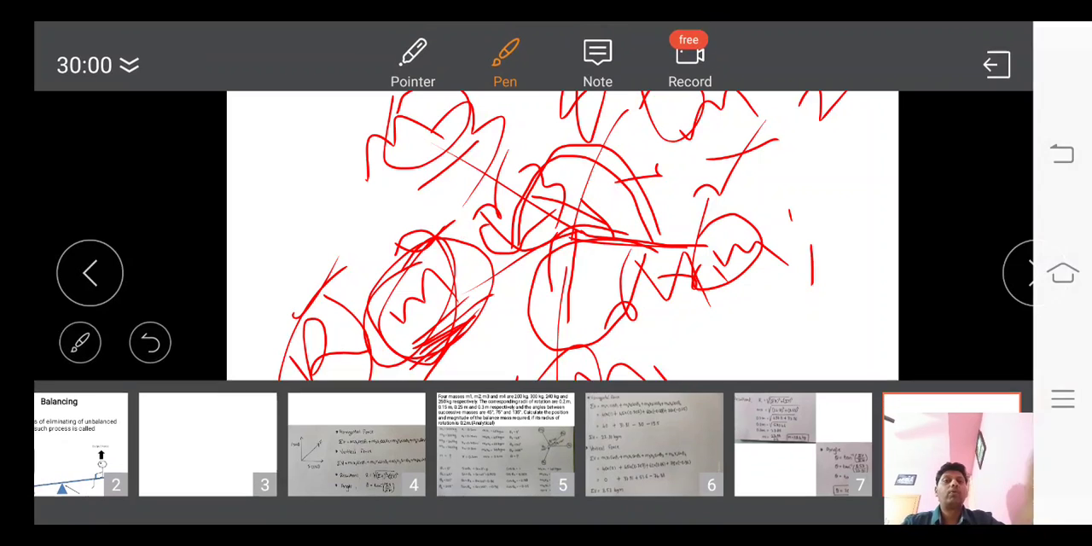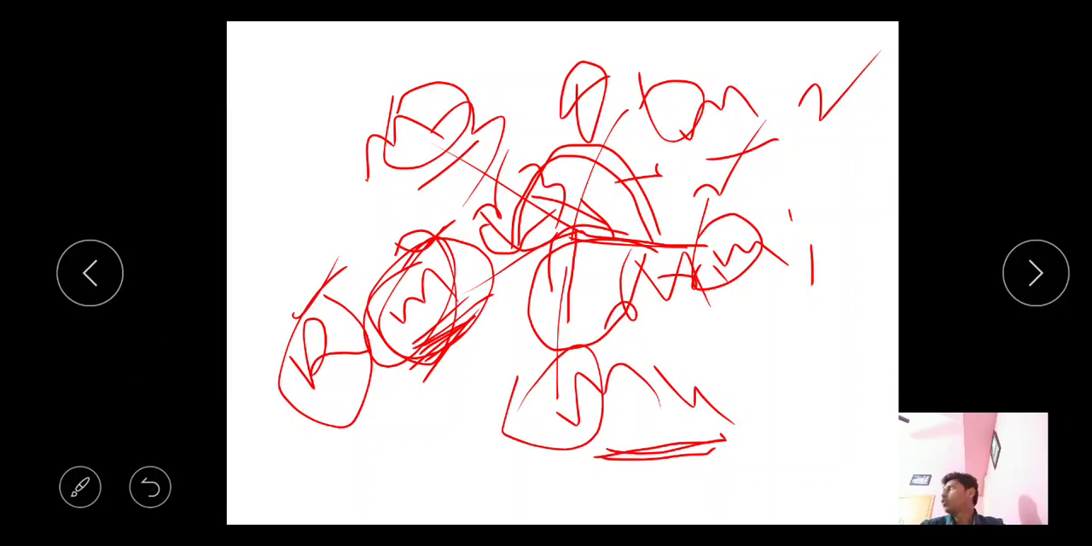When we solve one or two problems, you will easily understand how the whole thing works, whatever I have explained today. It is very easy.